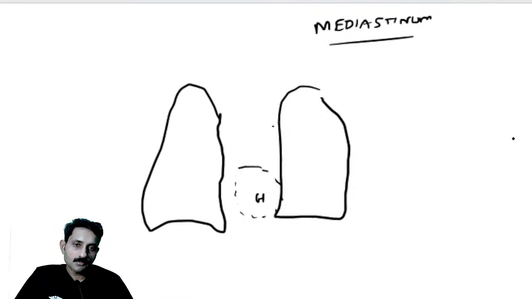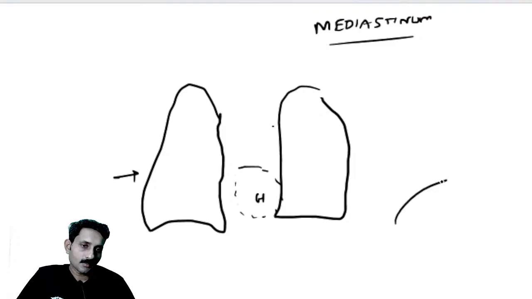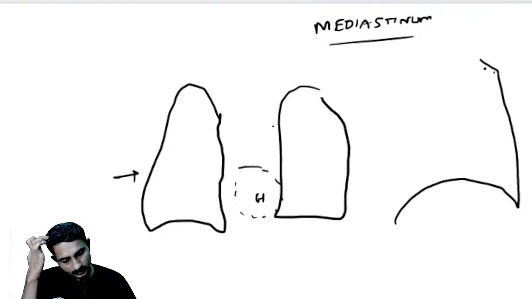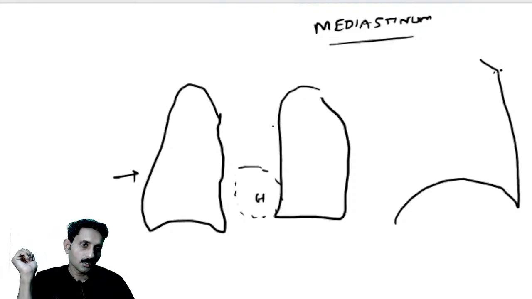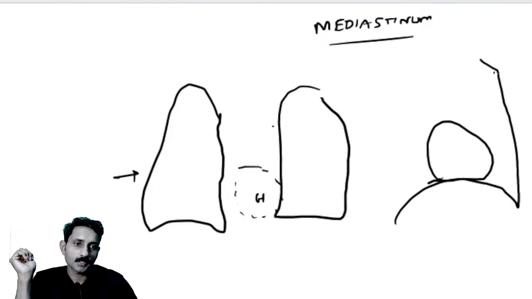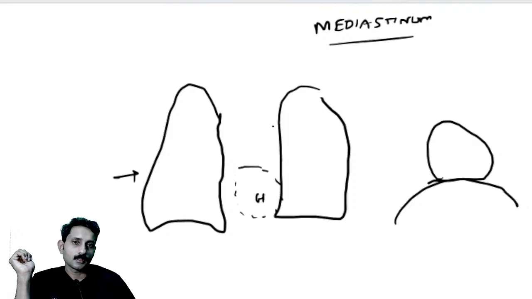Now, if you view it from this side, we have to draw the diaphragm like this, and we have the sternum here. Now there is an angle of the sternum, that's the sternal angle. Now we have a lung here, and the heart is present here. So this is the sternal angle.